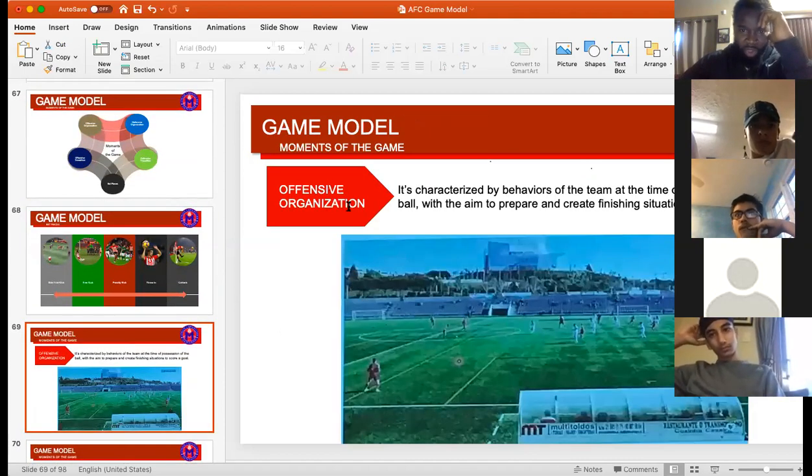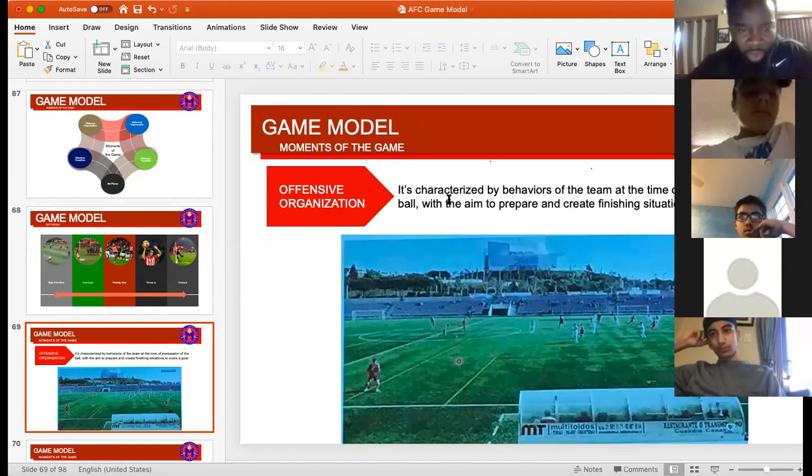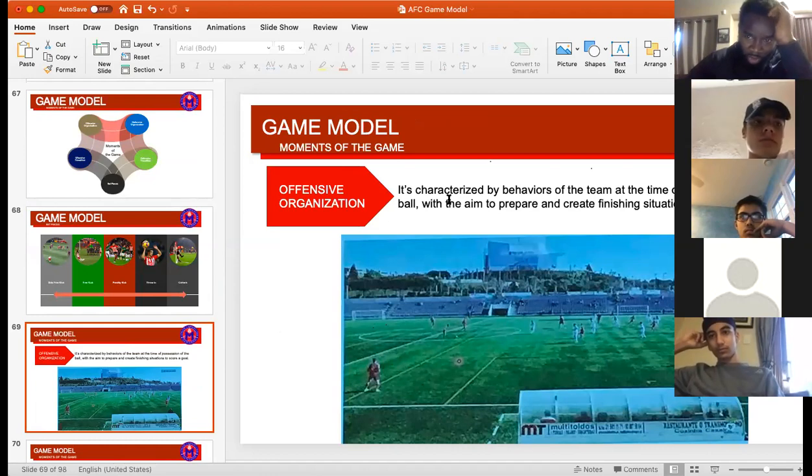Your offensive organization is characterized by the behavior of the team at the time of possession of the ball, when they aim to prepare and create a finishing situation and score goals, right? So again, the reason we do offensive organization is because we want to create a situation to score goals, right?